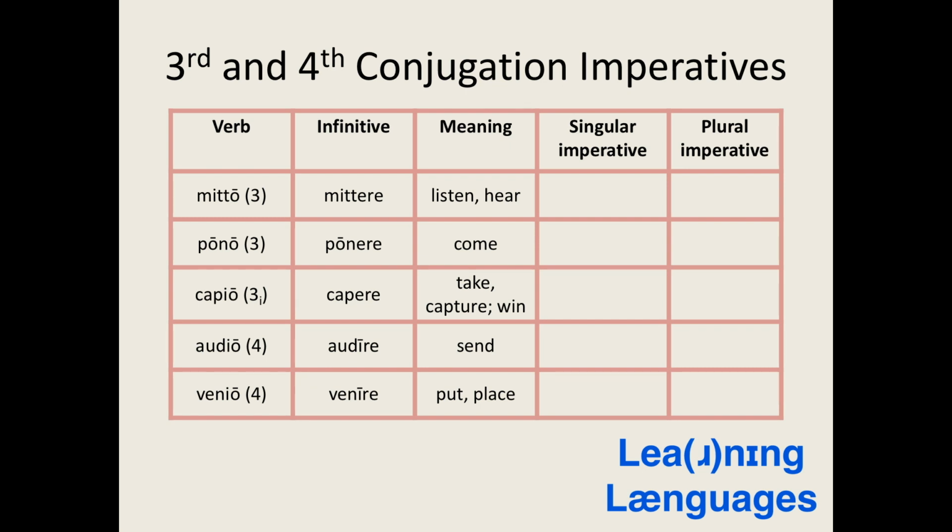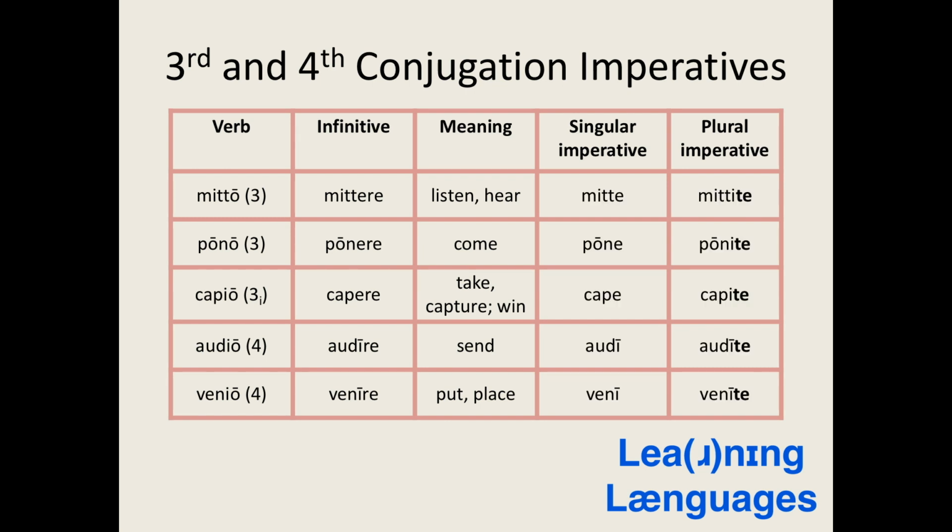Mitto and pono are third conjugation verbs. Capio is a third conjugation i-stem verb. This means that it behaves mostly the same as mitto and pono, but using a different stem for the conjugation of some tenses. Audio and venio are fourth conjugation verbs. Third and fourth conjugation verbs form imperatives in the same way as first and second conjugation verbs. However, there are a few slight changes.